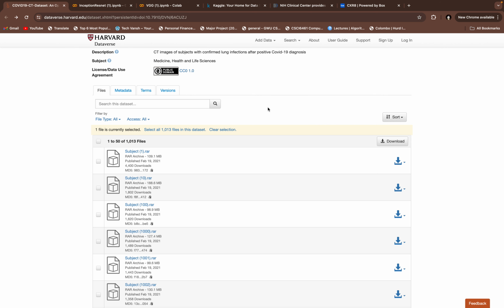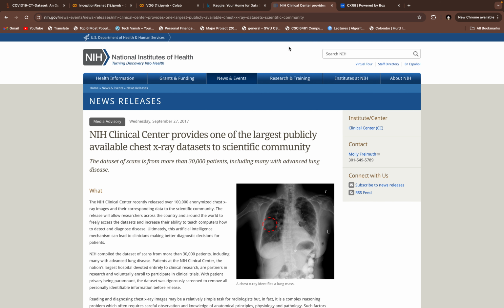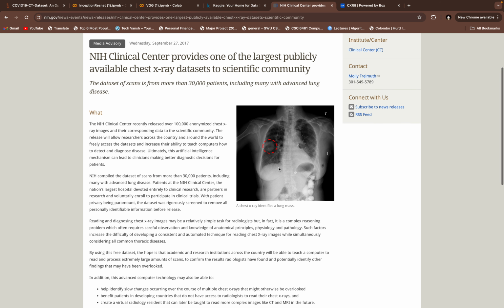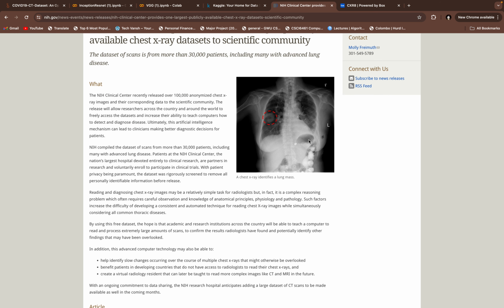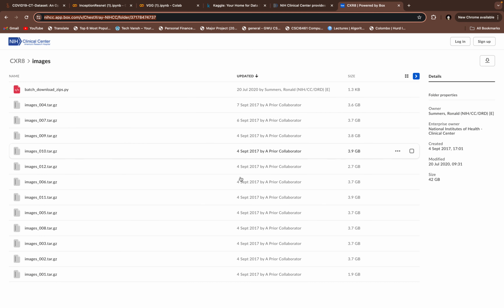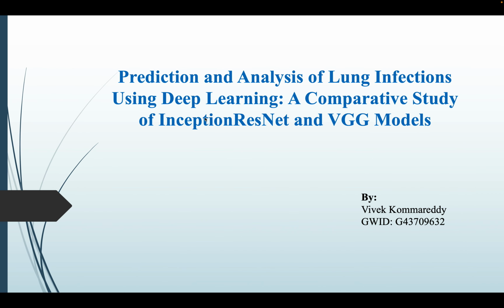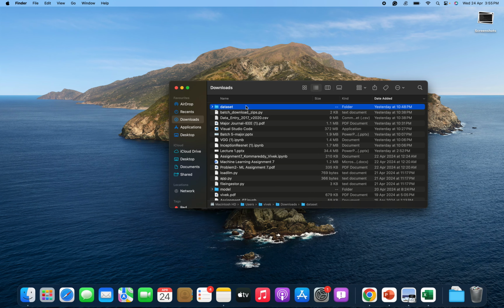For this particular project, I am using the dataset provided by NIH. It is a publicly available dataset. This dataset has over 100,000 images, and they're from more than 30,000 patients. So this is the link to the dataset, and yeah, this is the dataset.